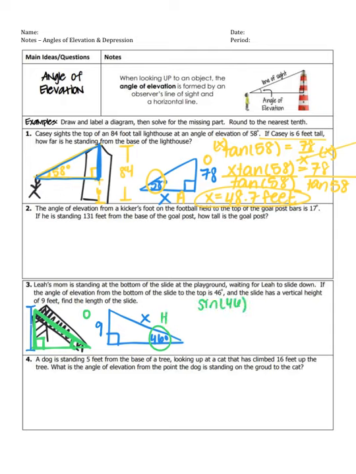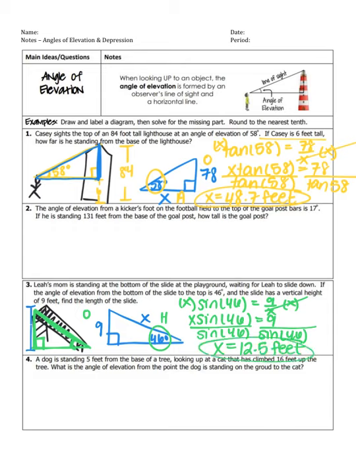So sine of 46 equals 9 over x. Multiply both sides by x to get rid of the fraction. X sine 46 equals 9. Divide by sine 46. And we get the length of the slide is about 12.5 feet. Okay? All right, so now try the other two and then come back and check your answers.